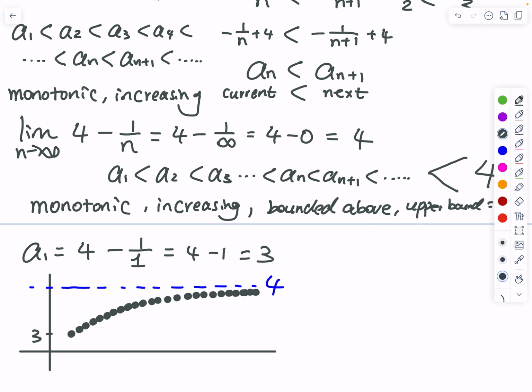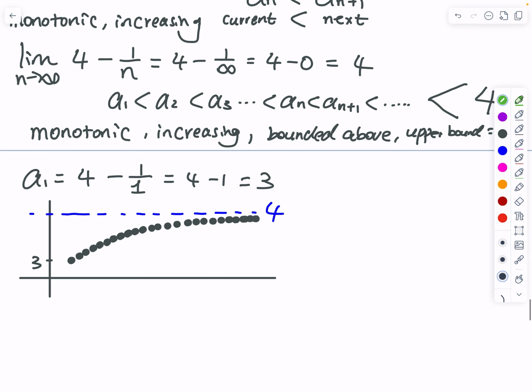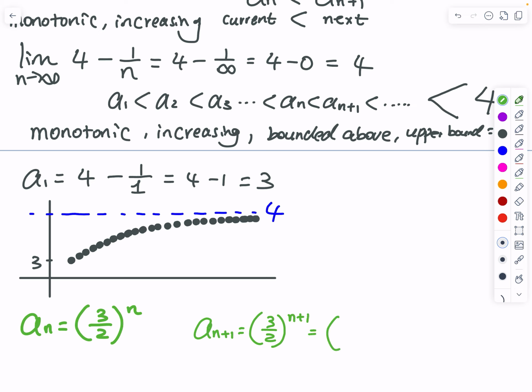Okay, let's try a bounded below. The next problem, I would like to do AN equals 3 over 2 to the n. What is the next term? The next term is AN plus 1. That is equal to 3 over 2 to the n plus 1, which is equal to 3 over 2 to the n times 3 over 2 to the first power.